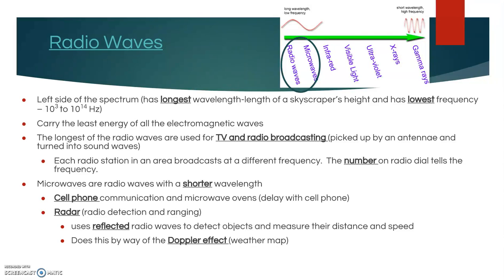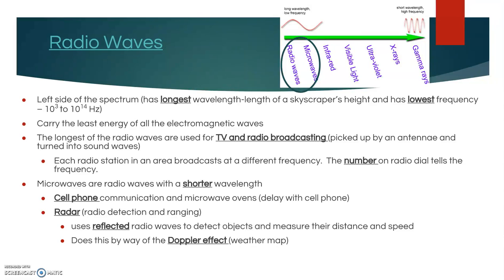Now, it's important that you know real life application of these. So these waves are used for TV and radio broadcasting. So they are picked up by antenna and turned into sound waves. And those are the waves that we just studied. So those sound waves that we listen to on the radio were originally from electromagnetic waves, specifically radio waves.